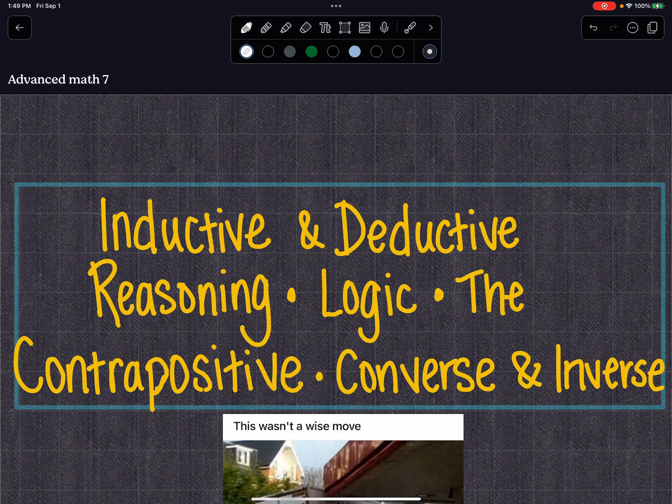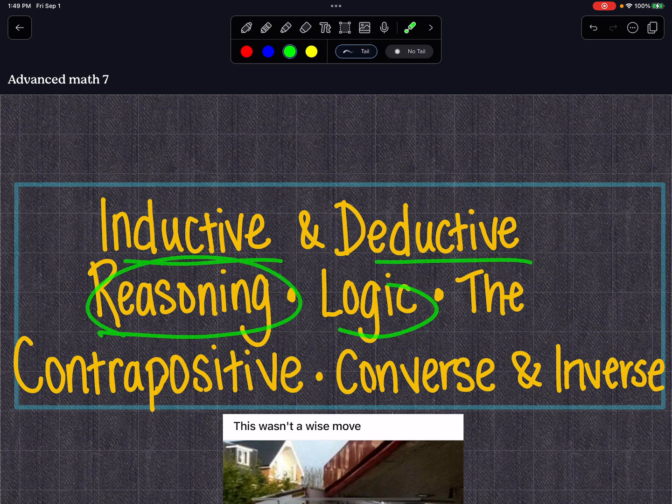Okay, hello, welcome to your math lesson. This is lesson number 7. And I'm glad I had you read through this lesson ahead of time because it can be a little bit complicated. We go over inductive and deductive reasoning, and then logic, and then the contrapositive, and converse and inverse. So a lot of new things.